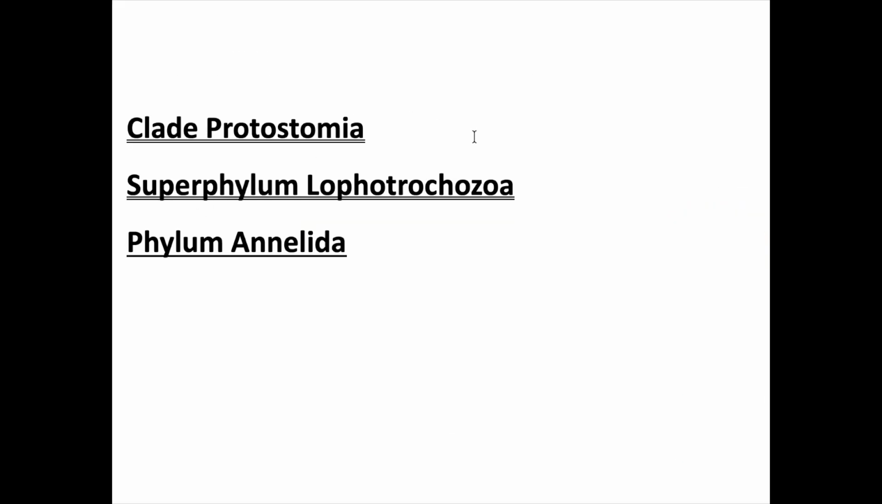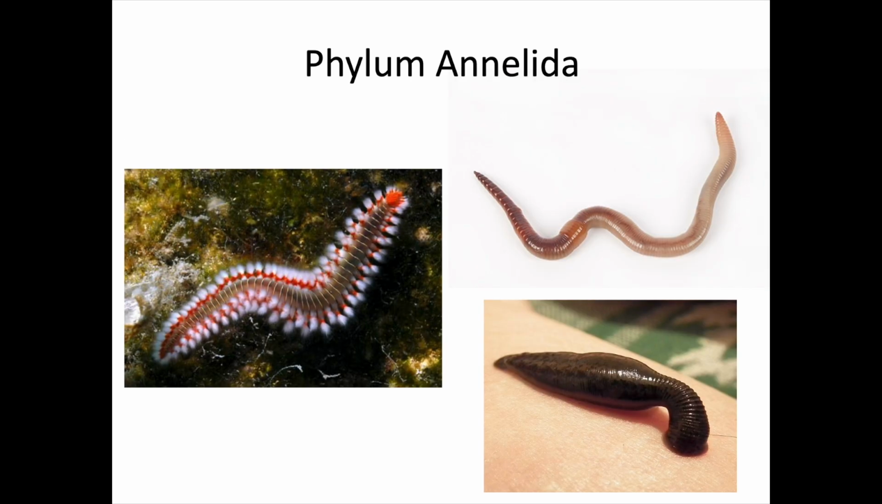So clade Protostomia, superphylum Lophotrochozoa, phylum Annelida. Annelids are segmented worms. This is not the first worm we've seen, but these are finally the common earthworms, night crawlers, classic worms that we're probably most familiar with. It also includes leeches. It also includes plenty of cool looking marine worms that maybe you haven't seen commonly, but these are known as segmented worms.